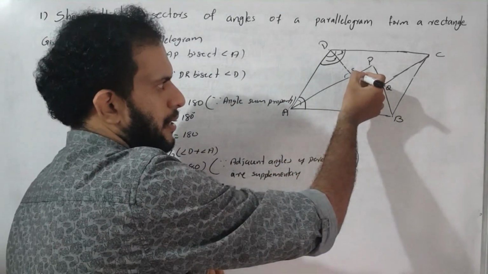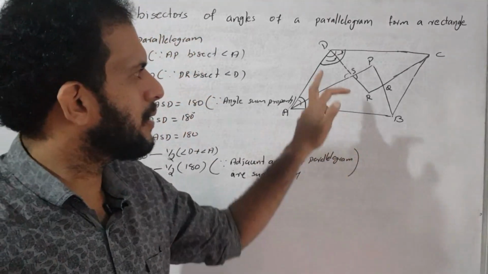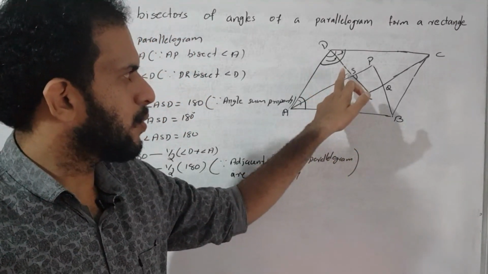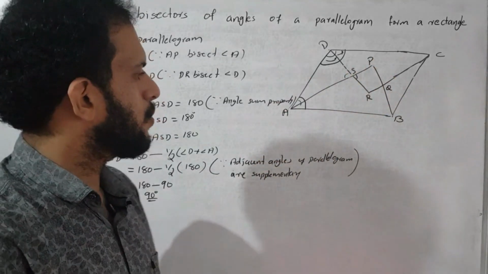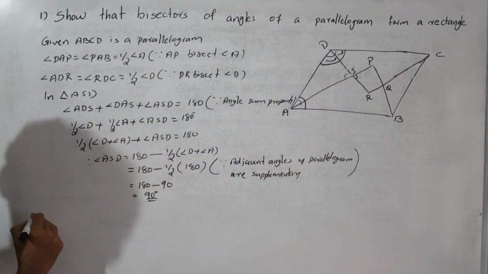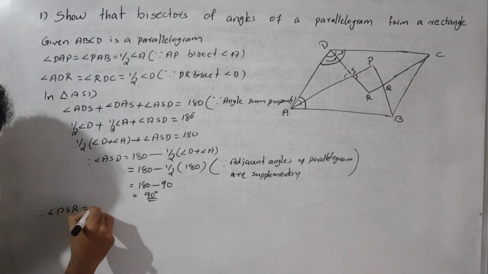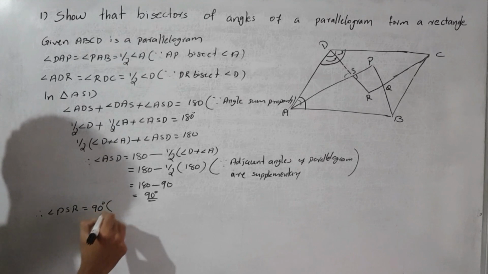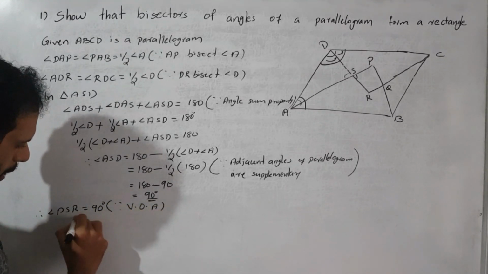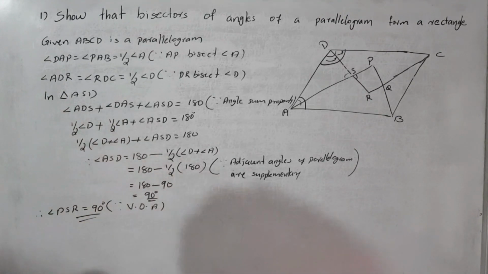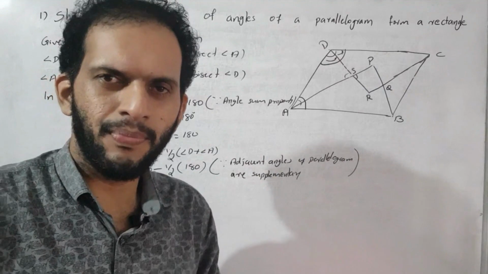Angle PSR in this figure is very clear. Angle PSR is vertically opposite angles of angle ASD. So this angle is 90 degree. Therefore, angle PSR is equal to 90 degree. What is the reason? Since vertically opposite angle. Correct? So now we got it by using the idea angle PSR is equal to 90 degree.